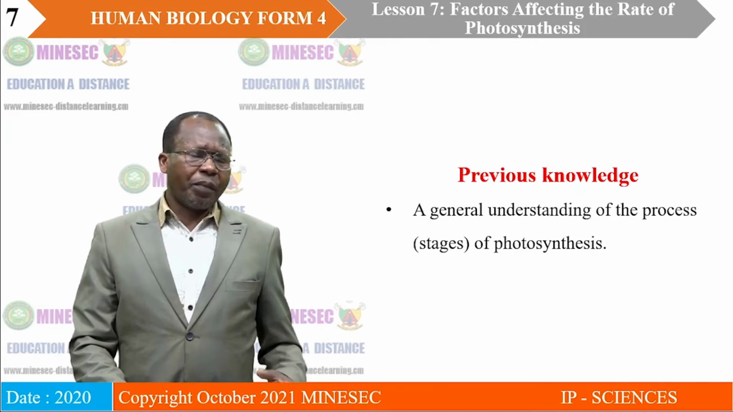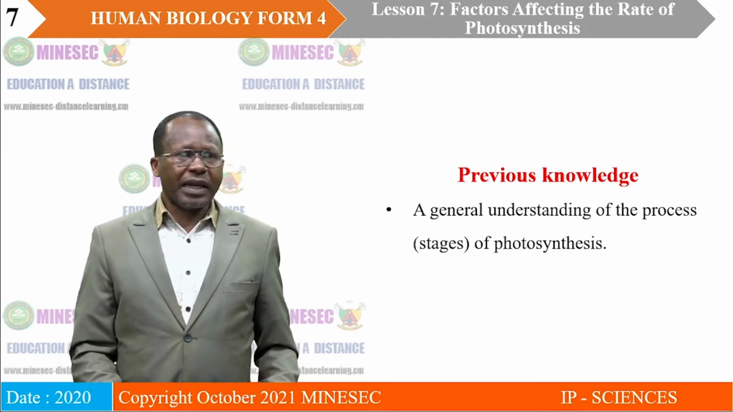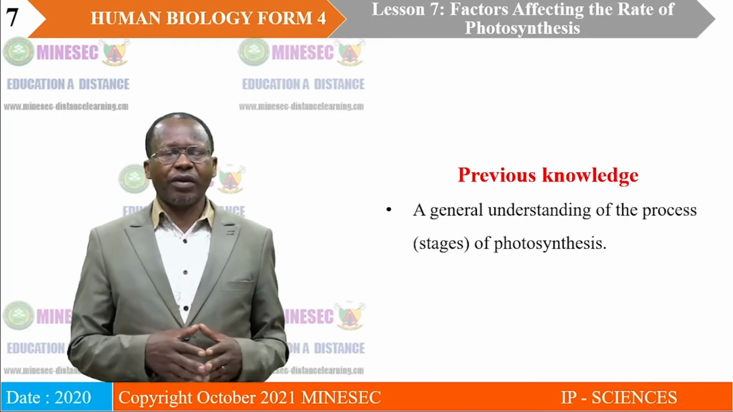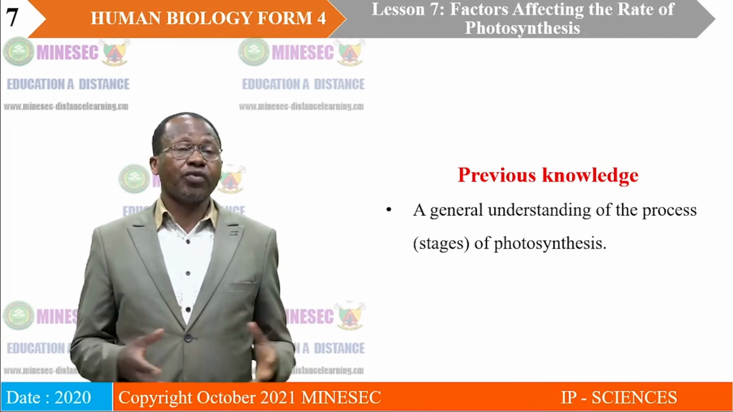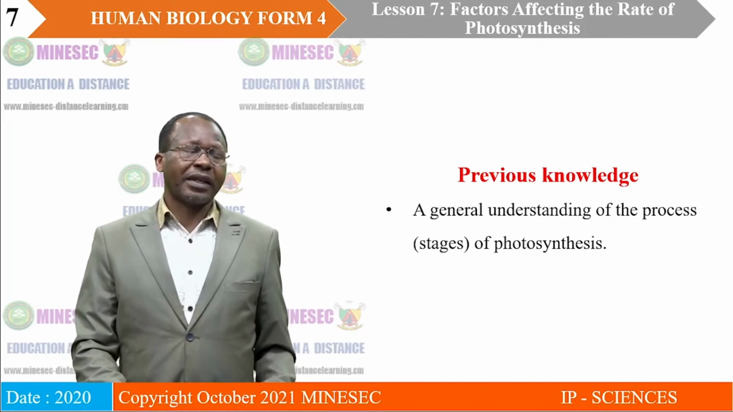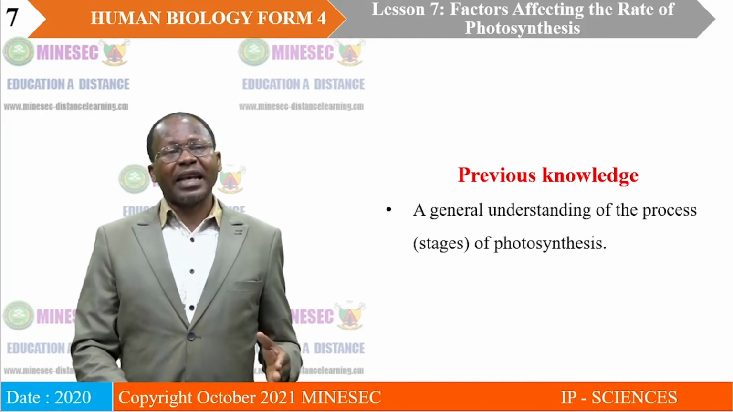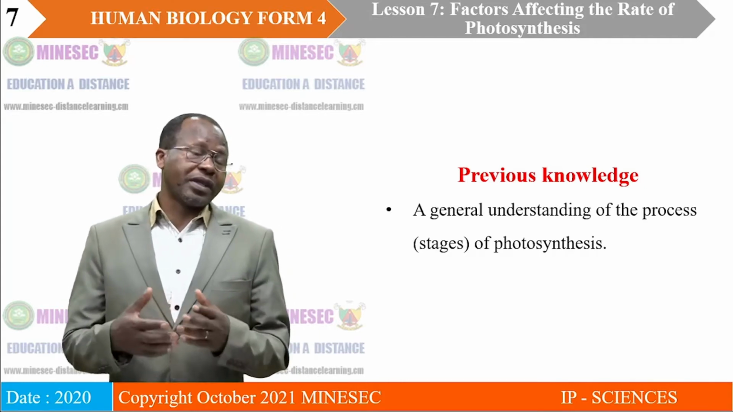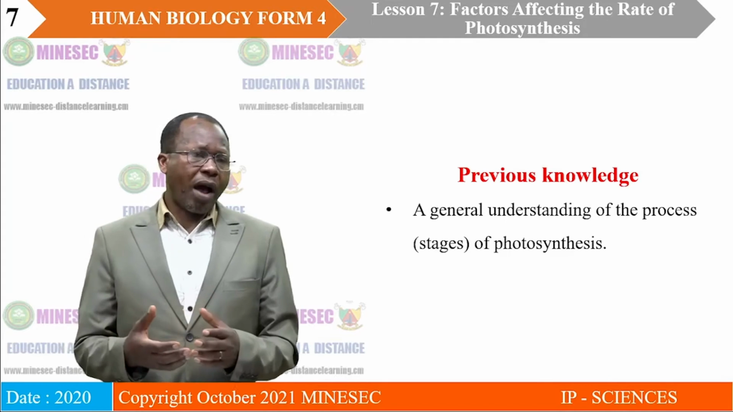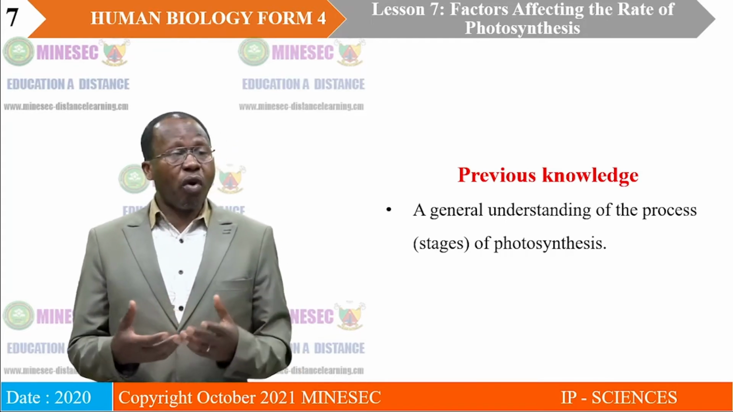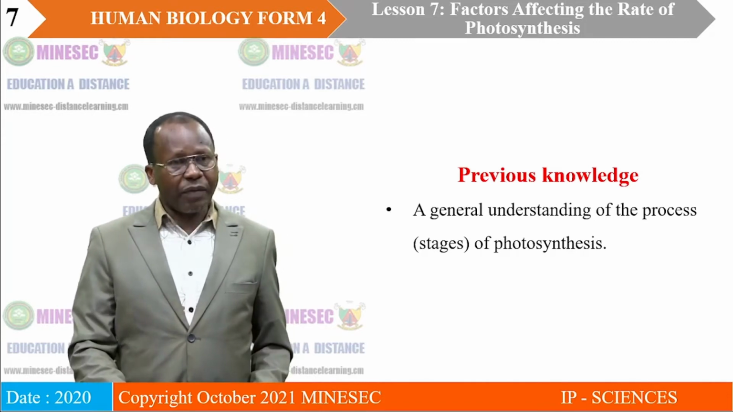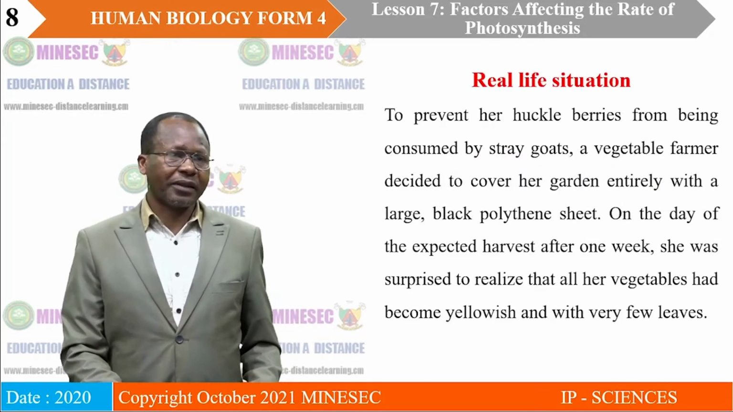The previous knowledge required for this lesson is a general understanding of the process or the stages of photosynthesis, because we use that to look at the factors that affect the rate. Remember, rate is the speed at which photosynthesis takes place. Is it taking place faster, slower, or normal? What could cause it to be faster? What could retard it? Those are the things that we shall be looking at in this lesson.